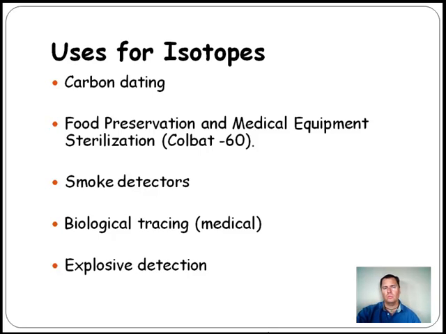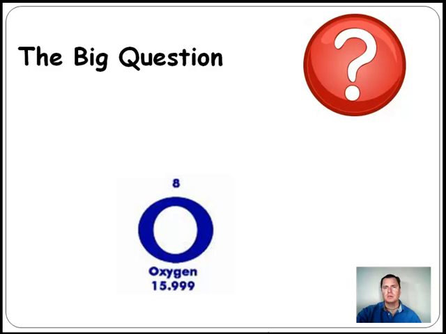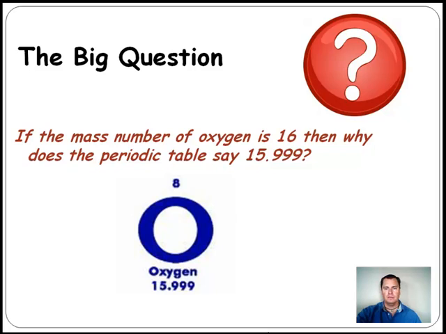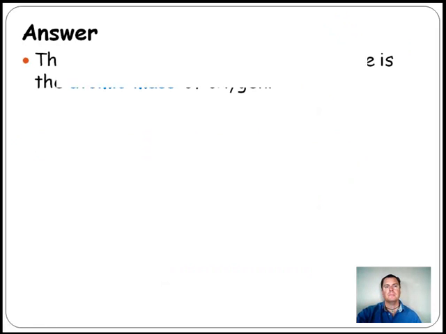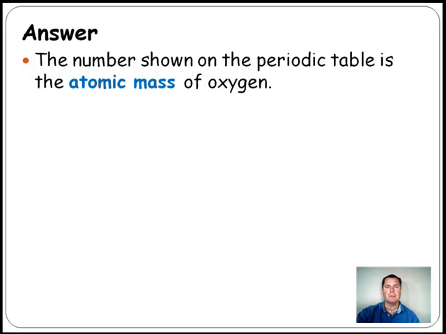The big question, though, that we're going to address today is what's the relationship between atomic mass and isotopes? For example, if the mass number of oxygen is 16, then why does the periodic table say 15.99, as an example down here? Here's our atomic number. Here is 15.99. Well, the answer to this is pretty simple. The number shown on the periodic table is not the mass number. It's the atomic mass, or the weight of a single oxygen atom.